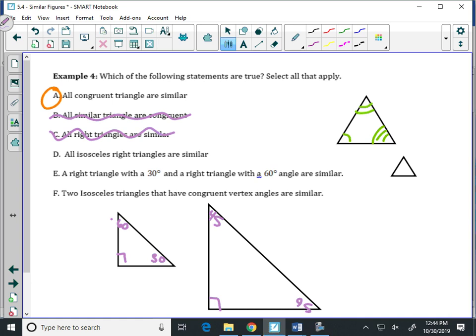But are all isosceles right triangles similar? Yeah. All isosceles right triangles are similar. Here's the reason why. Isosceles means how many sides are the same? Well, that means the angles across from those sides are also the same. And they both have to equal what? Well, all the angles add up to 180. Right? So I know this angle, 90, plus x.